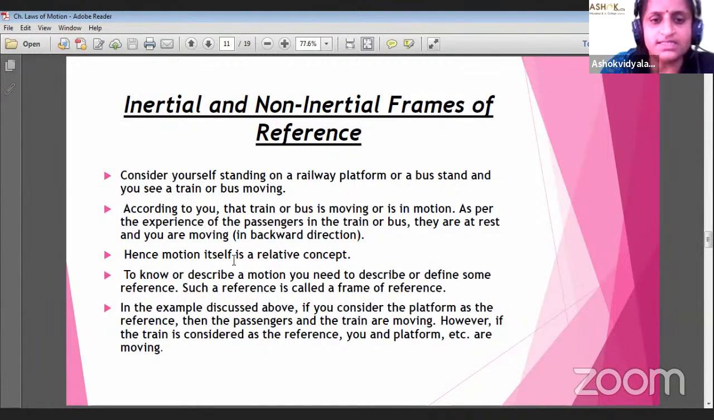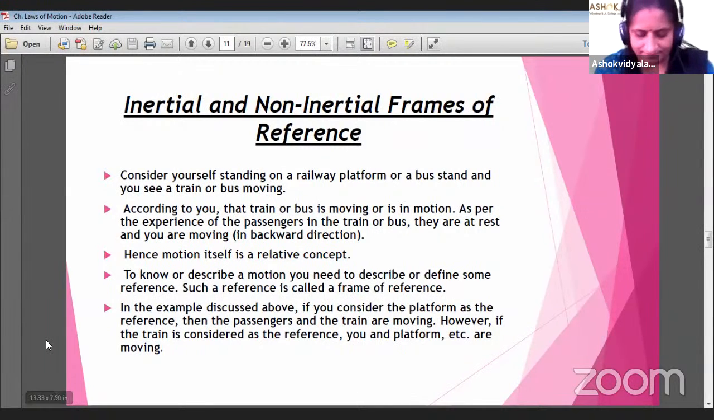Hence, motion itself is a relative concept. That is called the inertial or non-inertial frame of reference. To know or describe the motion, you need to define some reference. Such a reference is called the frame of reference. In the example discussed above, if you consider the platform as a reference, then the passengers and the train are moving. However, if the train is considered as a reference, you and the platform, etc.